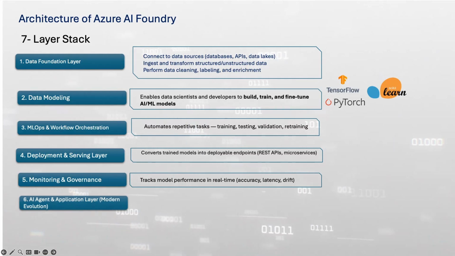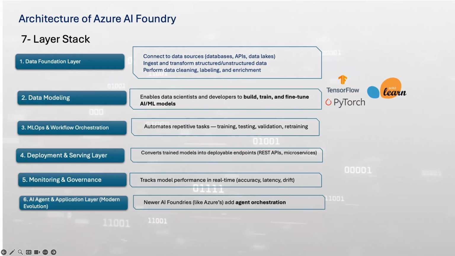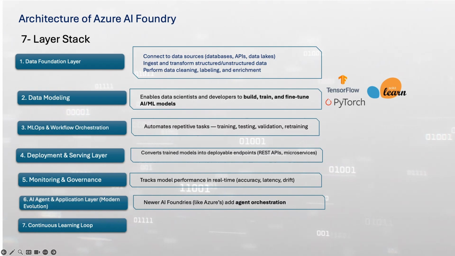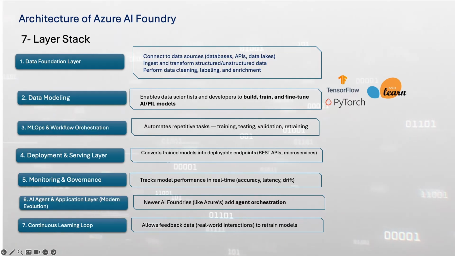And then you have the AI agents and application layer, and here you have the newer AI Foundry capabilities, like Azure AI agent orchestration. And on the seventh layer, you have the continuous learning loop, where you can retrain your model to improve its performance, and you allow your model to receive feedback, and you have better results, and you can enable your models to generate better results on the basis of how the data feedback is coming from real world interaction. So let's see all these things in our training.